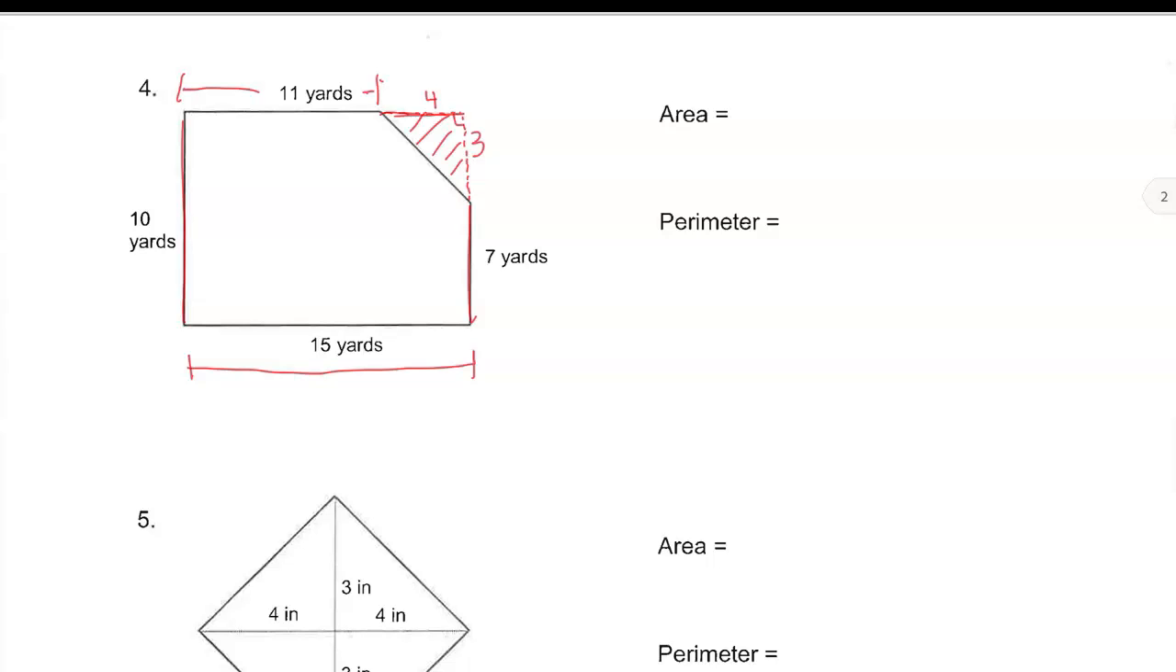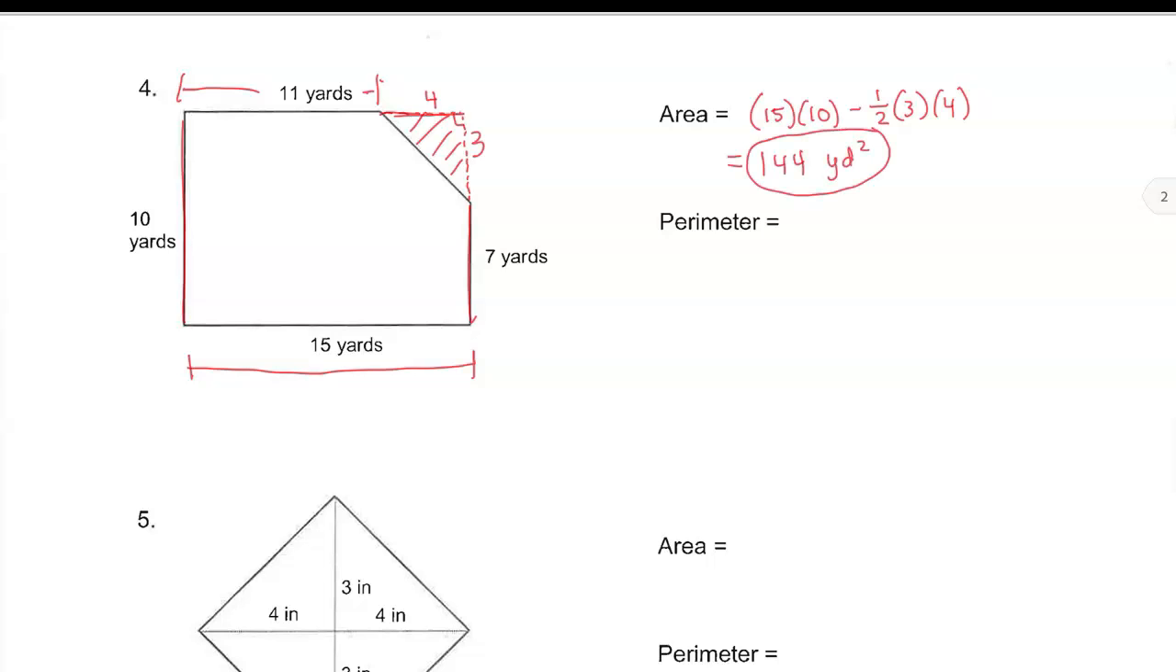So area of this whole shape is going to be area of the rectangle, 15 times 10. But then we're going to subtract away the area of the triangle, which is 1/2 times 3 times 4. Type that straight into your calculator, and you should get 144. And the unit is yards squared.